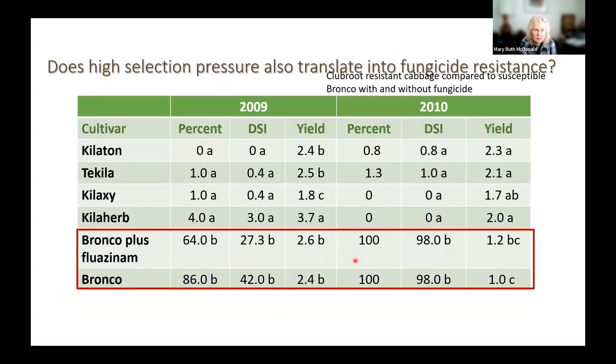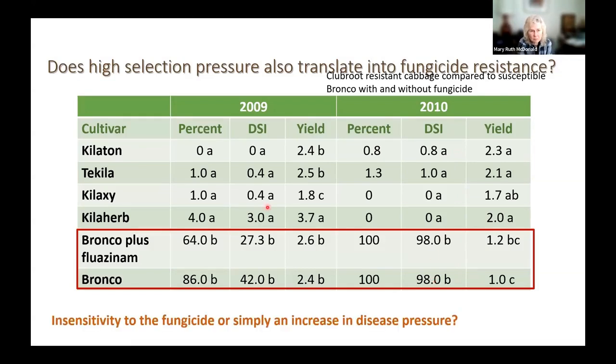And if we look here, Bronco plus fluazinam, or the susceptible Bronco alone, had almost 100% disease severity, and there was still very low or no disease in the resistant cabbages. So we were wondering what was happening here. All of a sudden, it seemed like the fluazinam wasn't working at all. One question is fungicide resistance, but we don't expect that after just 1 year, and fluazinam is the type of fungicide where we shouldn't see resistance develop anyway.